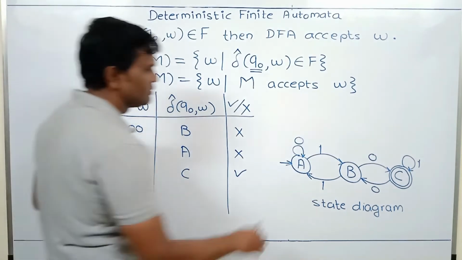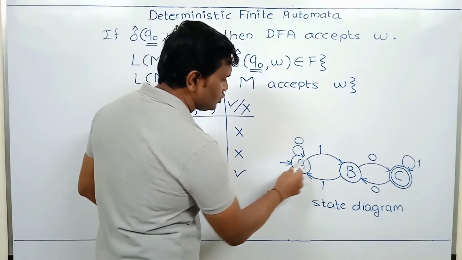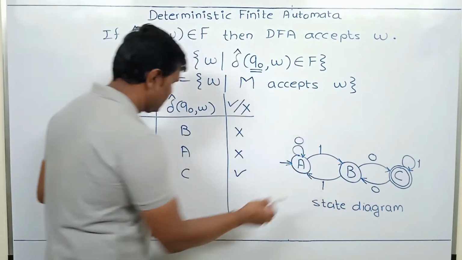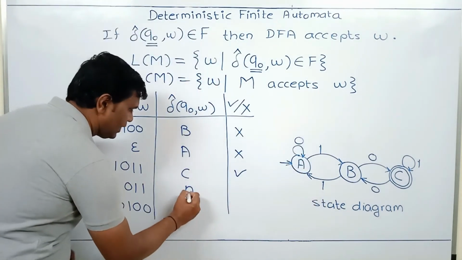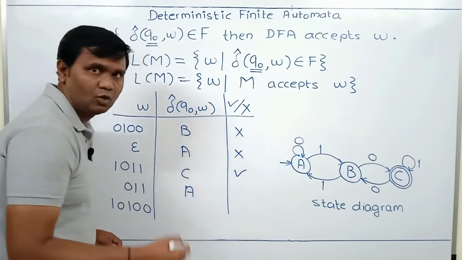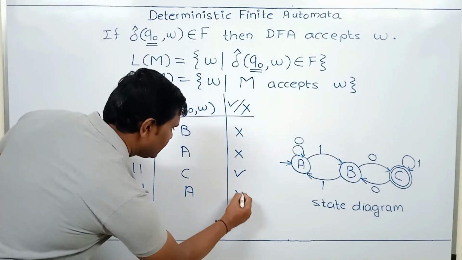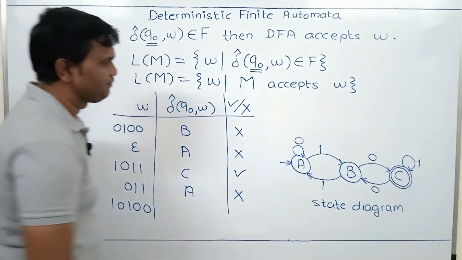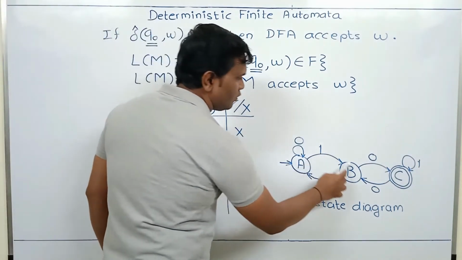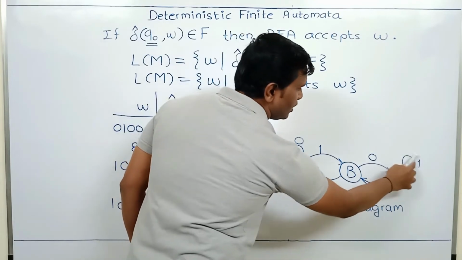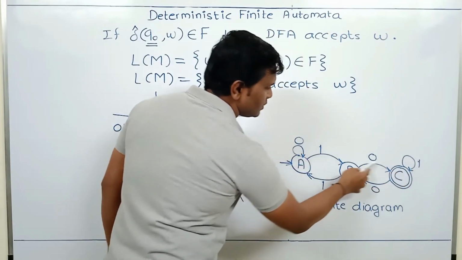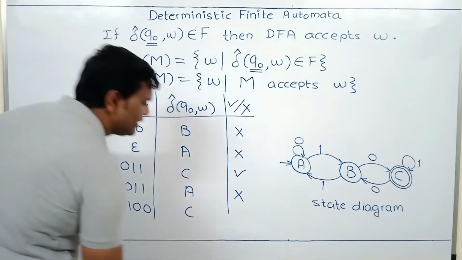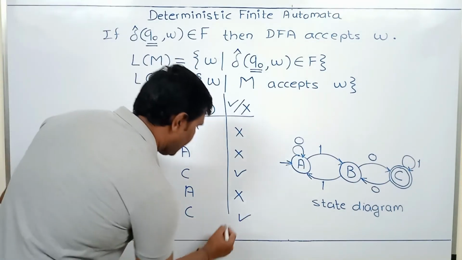Then 011. So we start from A, initial state, on 011 you reach A itself. A is a non-final state, this string is rejected. Then 10100. From A, on 10100, you reach state C. It is a final state, this string is accepted.